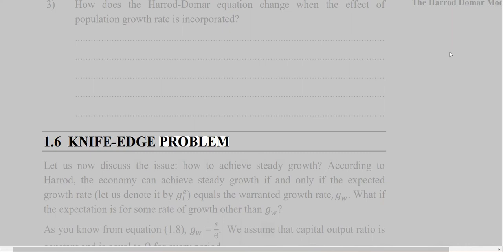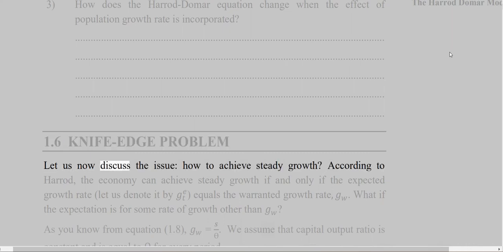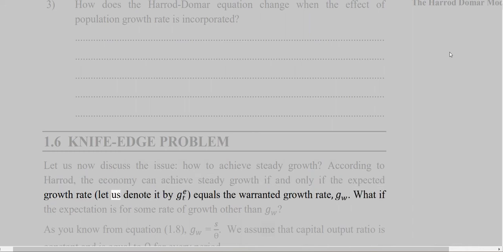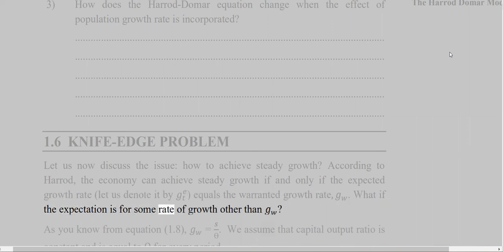1.6 Knife edge problem. Let us now discuss the issue, how to achieve steady growth. According to Harrod, the economy can achieve steady growth if and only if the expected growth rate, let us denote it by g_e, equals the warranted growth rate. What if the expectation is for some rate of growth other than g_w?